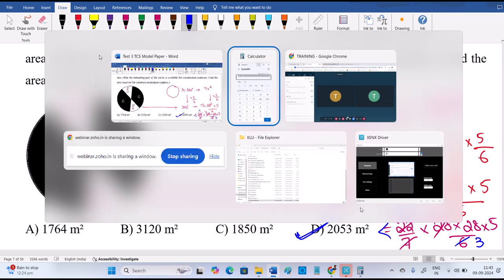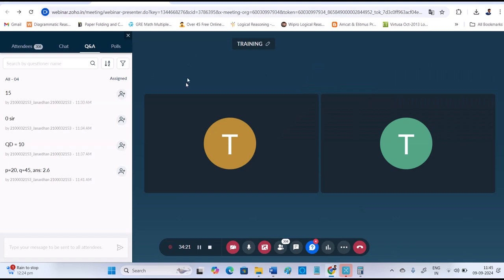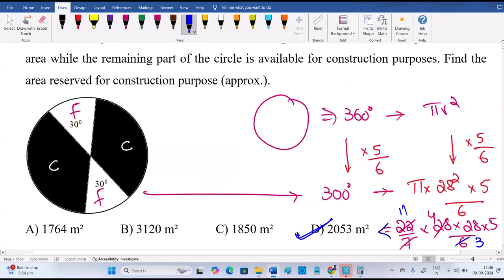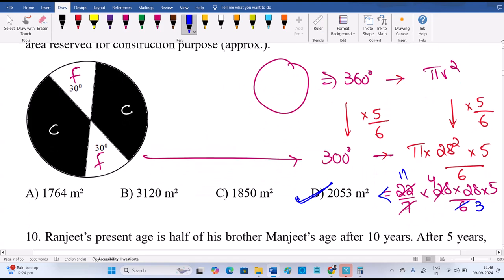Virtual calculator allowed. Okay, basic calculations you can use there and you can do it. Perfect, good. Right, so fine.